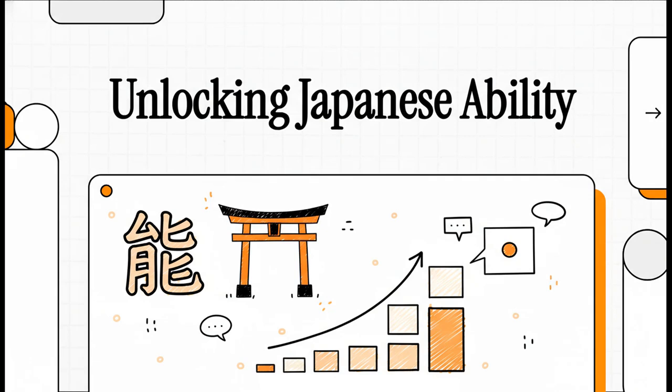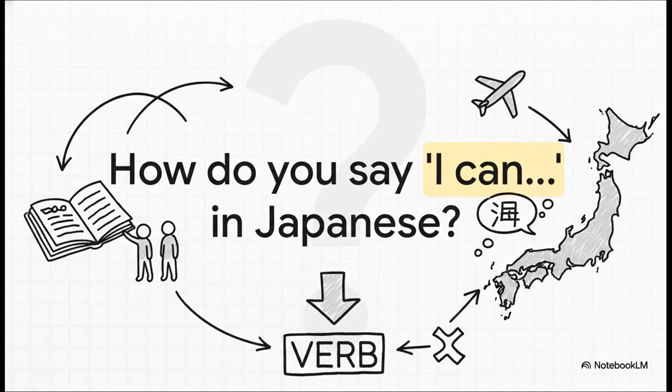Today, we're going to unlock a really fundamental piece of the Japanese language, how to talk about what you can and cannot do. Mastering this is a huge step towards sounding natural and fluent. So how do we actually do it? It seems like a pretty simple question, right? How do you say something like, I can read this, or I can go there?